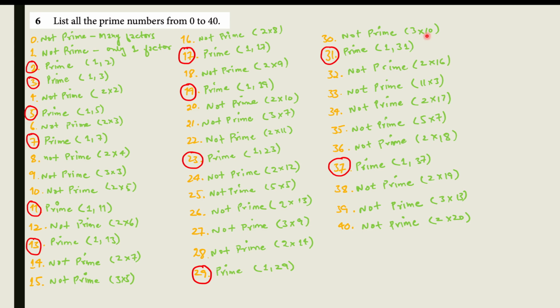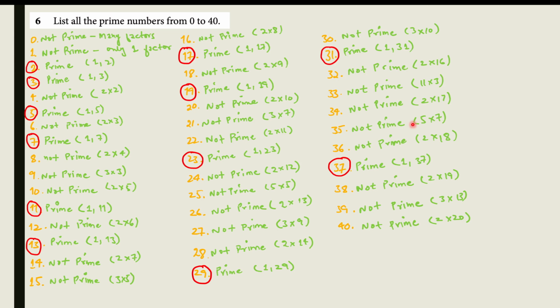30 is also not a prime number. 3 multiplied by 10 is equal to 30. So many factors. 31, on the other hand, is a prime number. It has factors of 1 and 31 only. 32, not a prime. 2 multiplied by 16 is equal to 32. 33, not a prime. 11 multiplied by 3 is equal to 33. 34, not a prime. 2 multiplied by 17 is equal to 34. 35, not a prime. 5 multiplied by 7 is equal to 35.